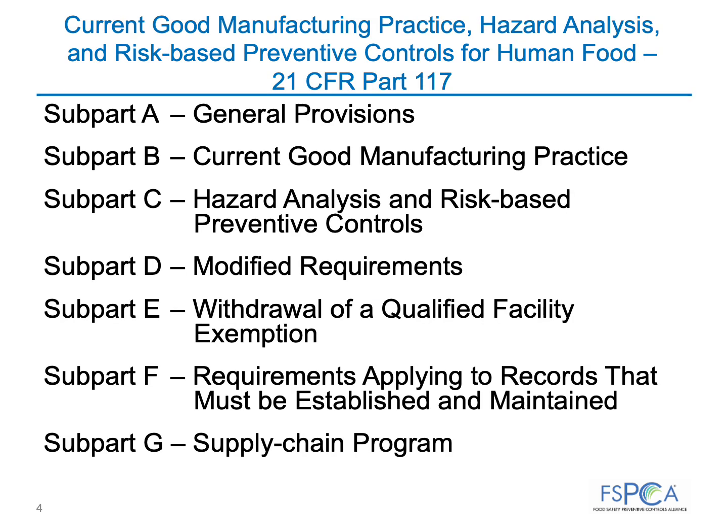The current good manufacturing practice, hazard analysis, and risk-based preventive controls for human food regulation is found in 21 CFR Part 117. It has 7 subparts as shown here. Subpart A, General Provisions. Subpart B, Current Good Manufacturing Practice. Subpart C, Hazard Analysis and Risk-Based Preventive Controls. Subpart D, Modified Requirements. Subpart E, Withdrawal of a Qualified Facility Exemption. Subpart F, Requirements applying to records that must be established and maintained. Subpart G, Supply Chain Program.